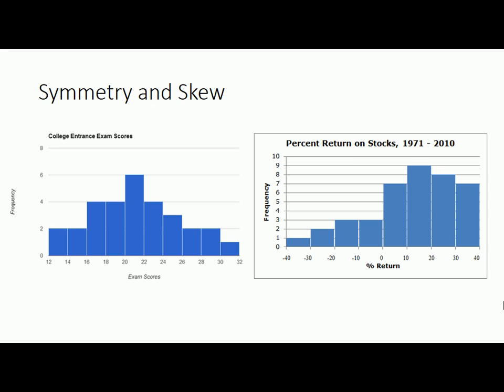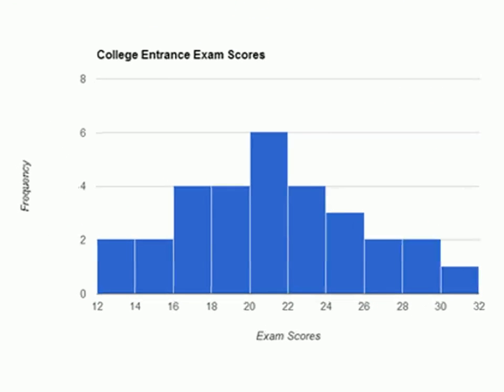Histograms, one aspect of their shape that we're concerned about is skew. A skew is a kind of the shape being pulled in one direction. The first histogram is, I would say, more or less symmetric. It's certainly not perfectly symmetric, but I would say it's pretty symmetric.